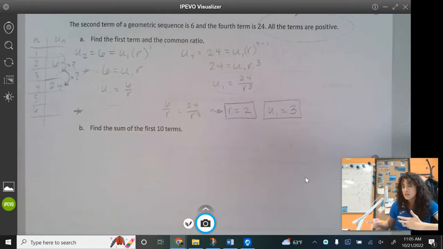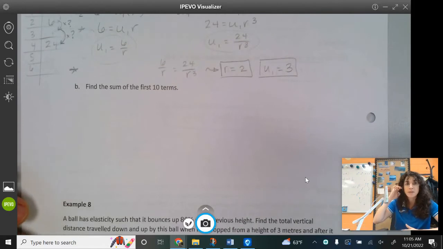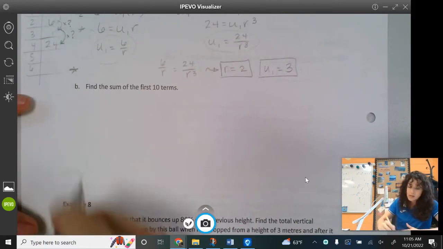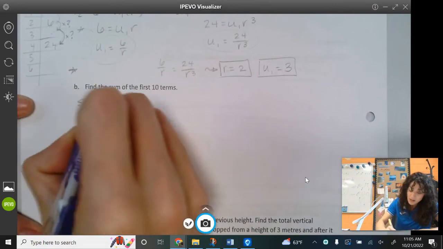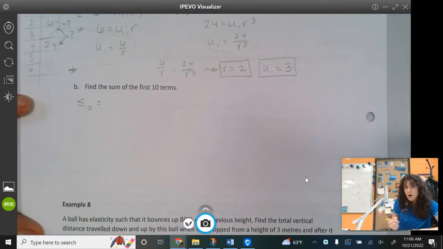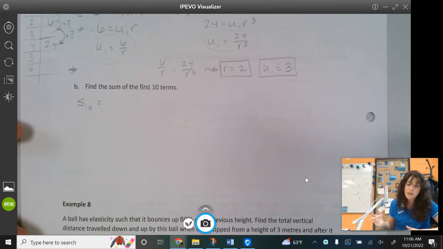Try and use these tools to help unlock a problem. It then says to find the sum of the first 10 terms, which is pretty straightforward. If this was an IB problem and we got stuck on part A, we could always make up an R and a U sub 1 to then do this part at least and get those points.